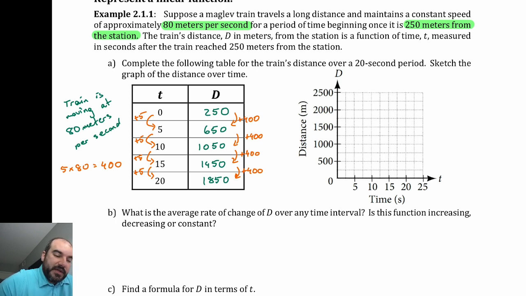And so we can graph this now with time on the x-axis, distance on the y-axis. We can say that at time 0, the train is 250 meters from the station, so we'll put a point at (0, 250). And then another point at (5, 650), and (10, 1050), and (15, 1450), and (20, 1850).